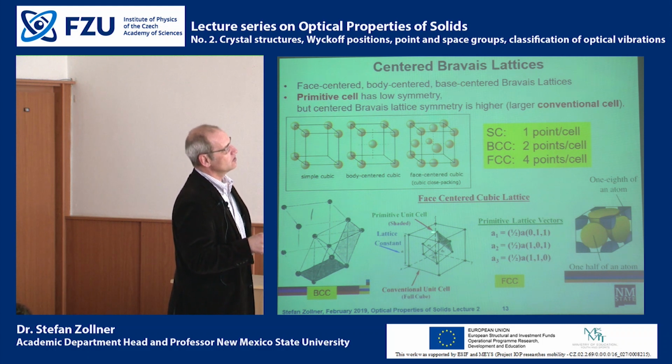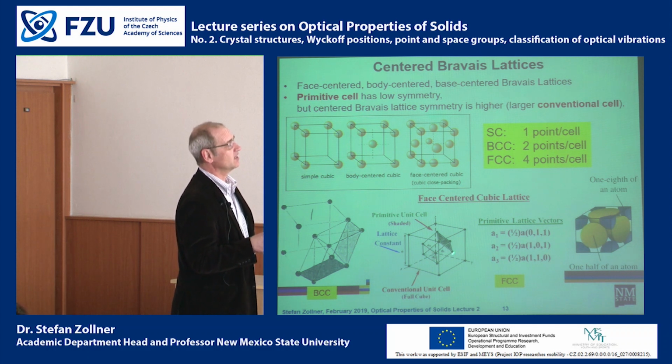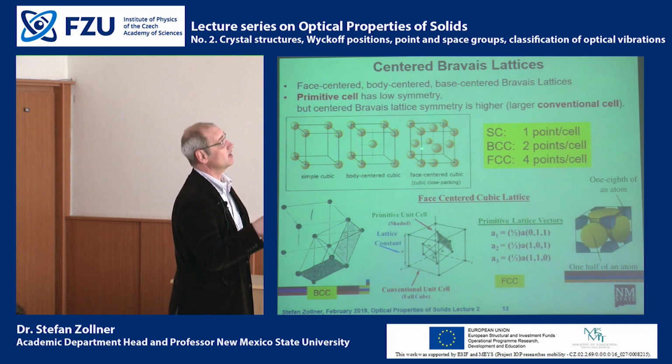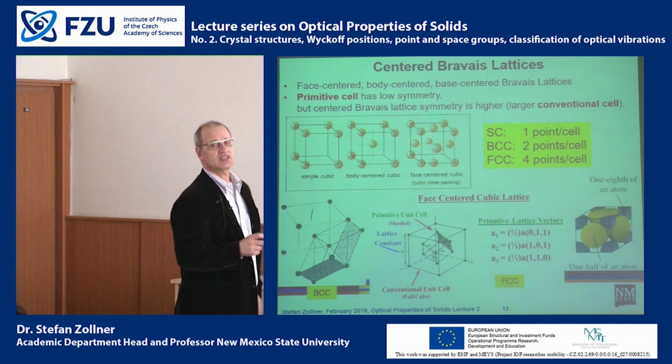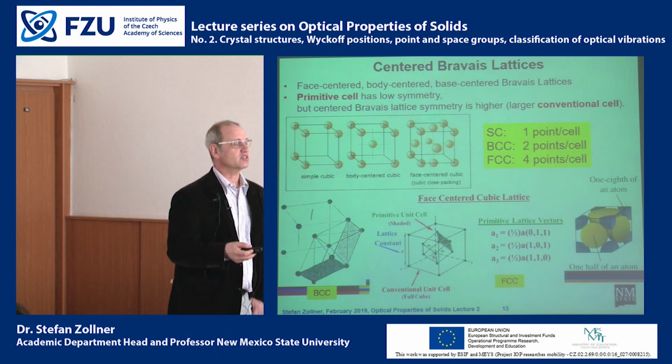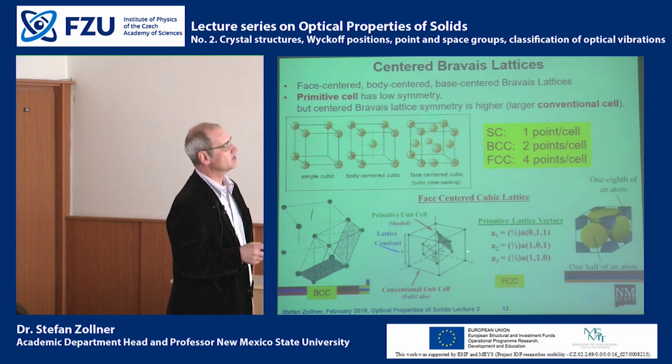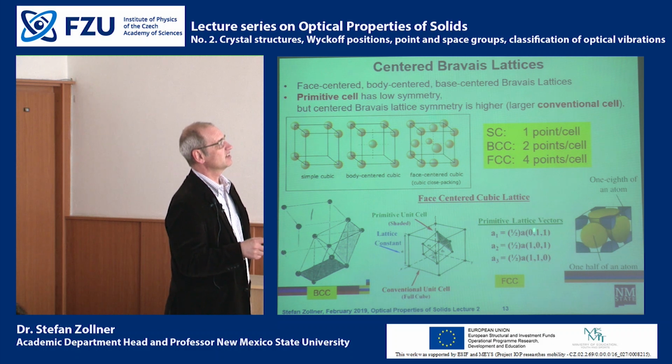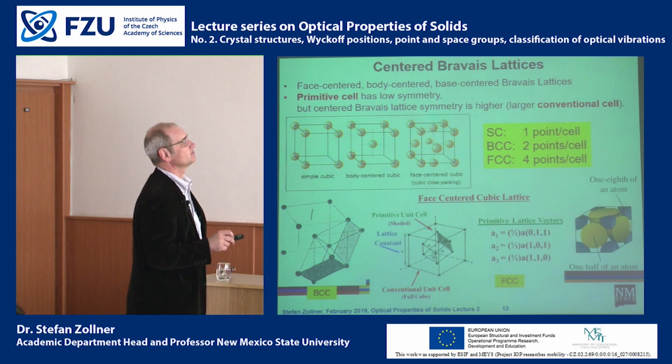So we can either use the primitive cell, which has only 1 lattice point per cell, but we do not see the symmetry of the problem in the primitive cell, or we pay the price of building a larger cell with more points per cell, but then we easily see the cubic symmetry. So that is always a question whether we want to work with the primitive cell, which has a lower symmetry, or whether we want to work with a higher symmetry but then have more points per cell.